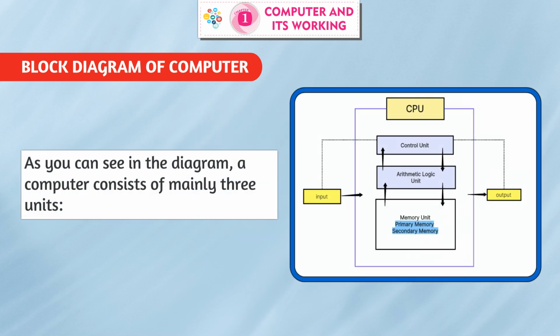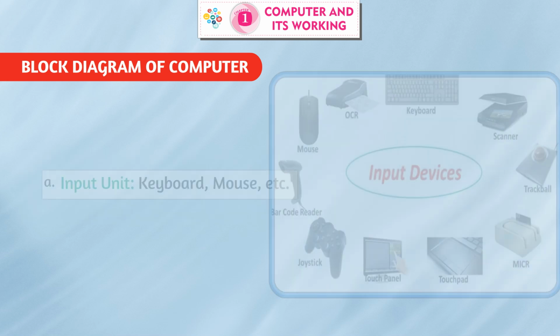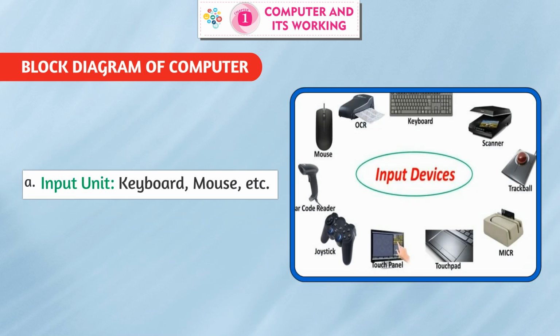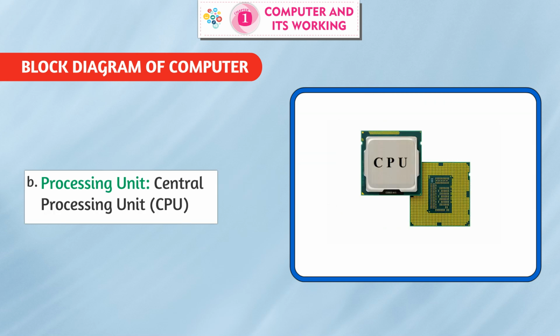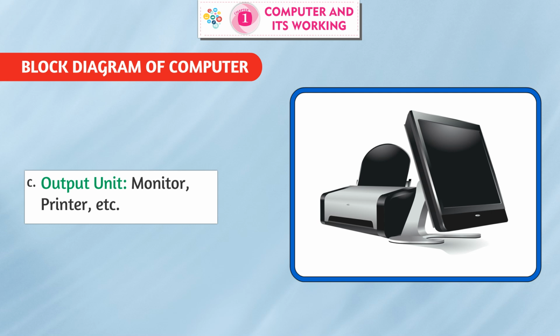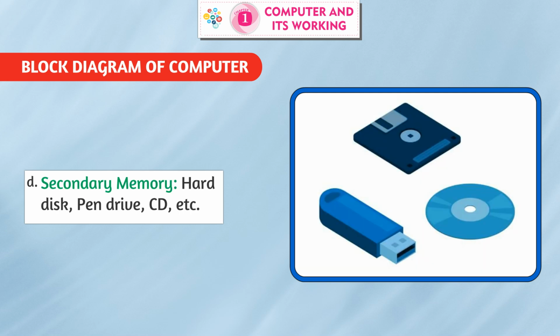As you can see in the diagram, a computer consists of mainly three units. Input unit: keyboard, mouse, etc. Processing unit: central processing unit, CPU. Output unit: monitor, printer, etc. Secondary memory: hard disk, pen drive, CD, etc.